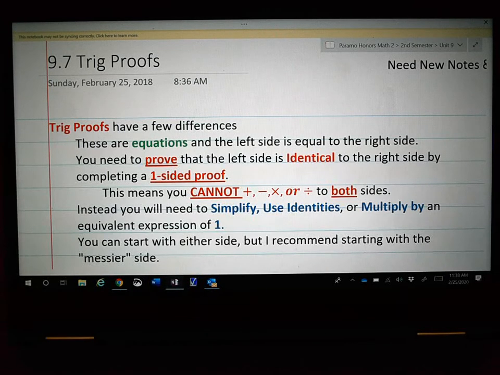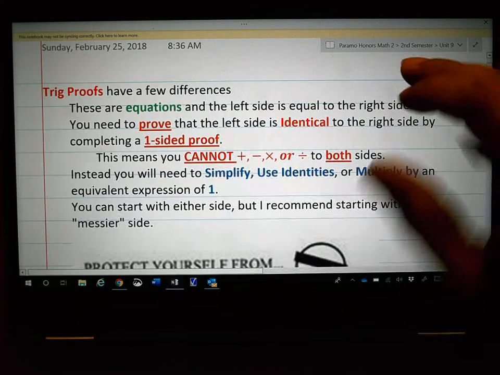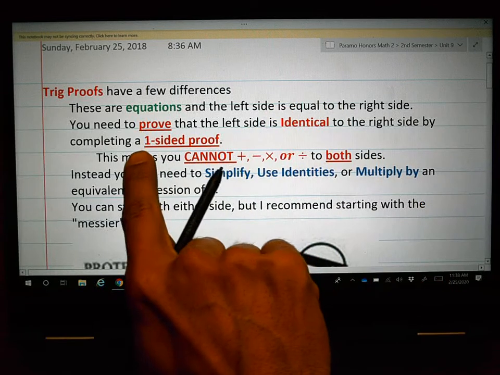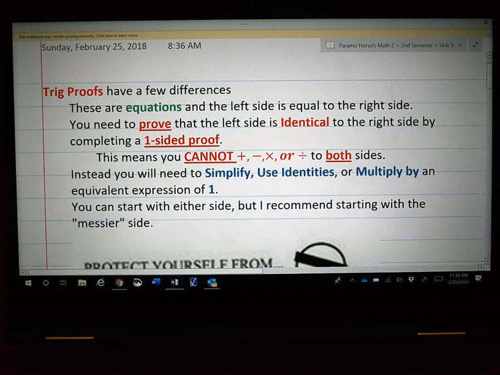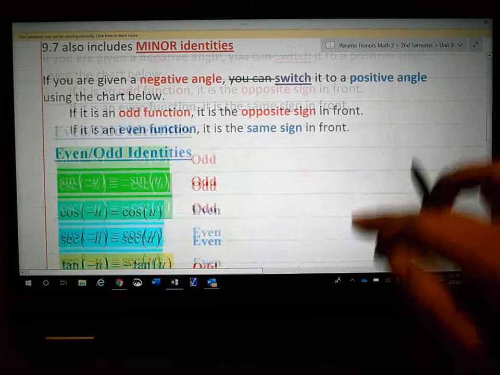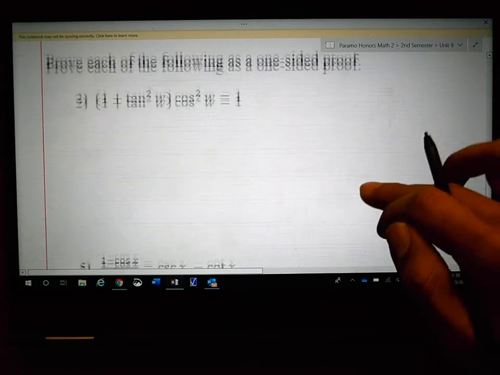Unit 9, Section 7 is very similar to what you did in Section 6, except the main idea is that you're going to be doing something called a one-sided proof. These are not like the proofs that you had in geometry where you had two columns and you would have to state something and give a reason. It's not that kind of proof. It's a proof that looks something like this.